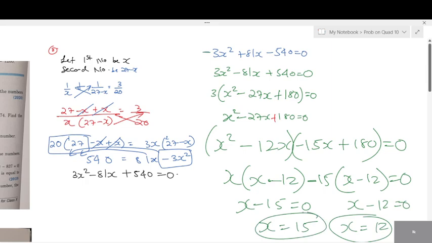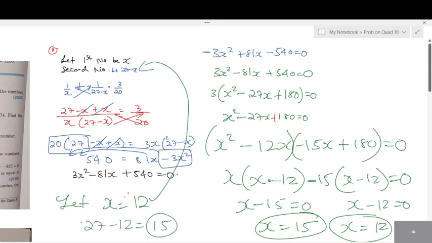We got two values, so substitute any one value. Let the first number be 15 and the second number be 12. You can take any one value; you're going to get the same answer. Let x is equal to 12. If you take 12, substitute here. What's the other number? 27 minus 12, what do you get? 15. So 12 is one number, 15 is the other number.